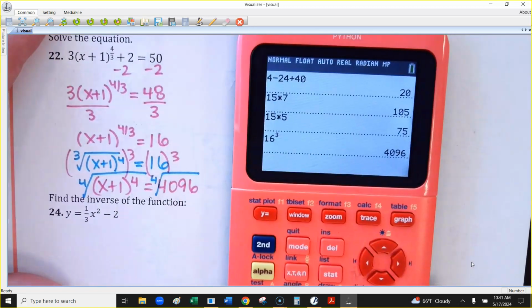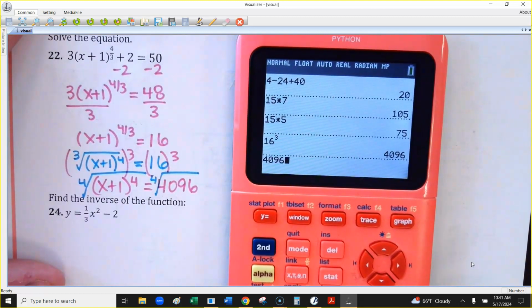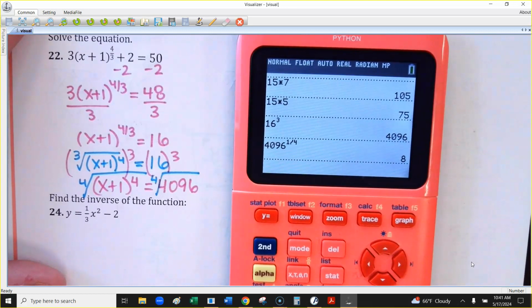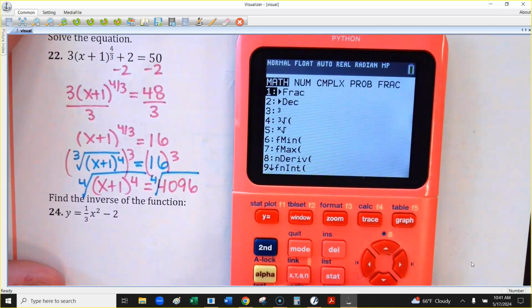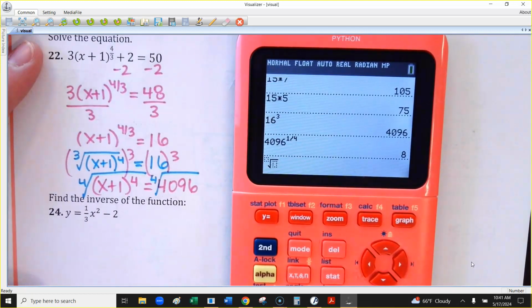Okay, 2 ways to do this on the calculator. If you want to just do that 4096, the 4th root is the same thing as the 1/4 power. You could do that. Or if you want to get a 4th root, you would have to go into your math menu, and then it's the 5th one down where you can pick any index you want for the root. And I could type in a 4th root. You'll see I get the same thing, 8.